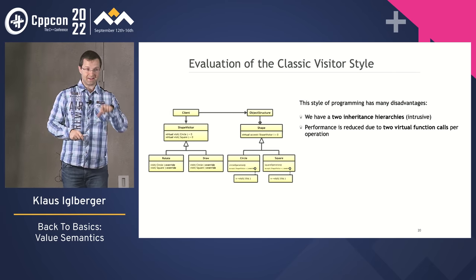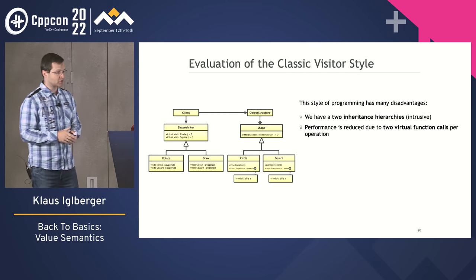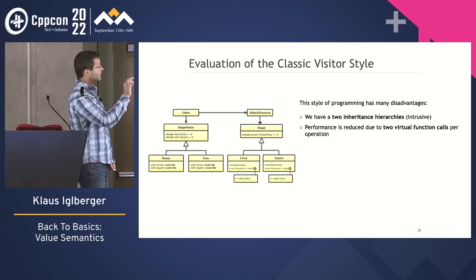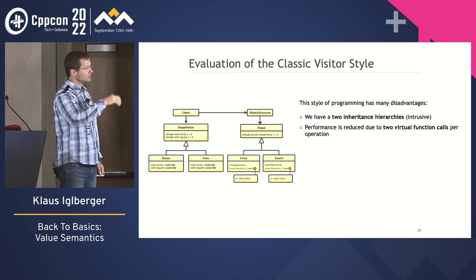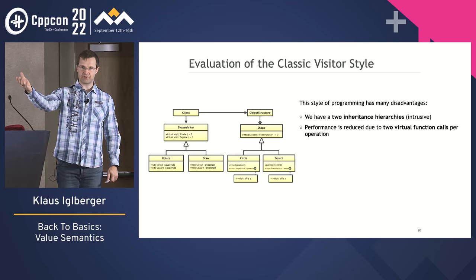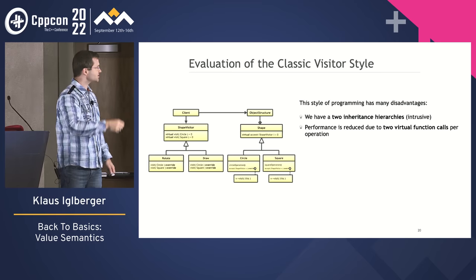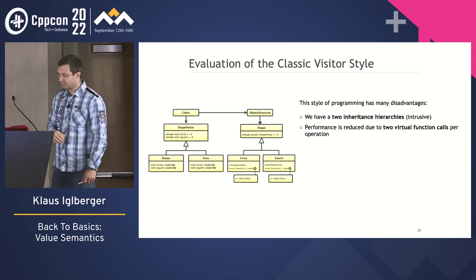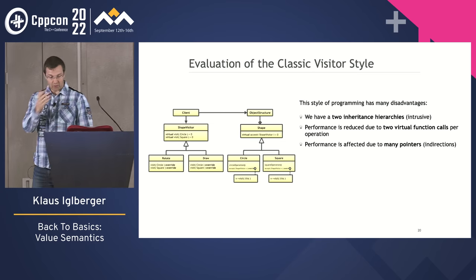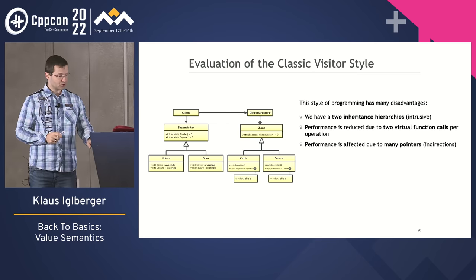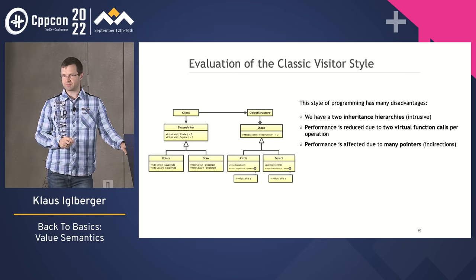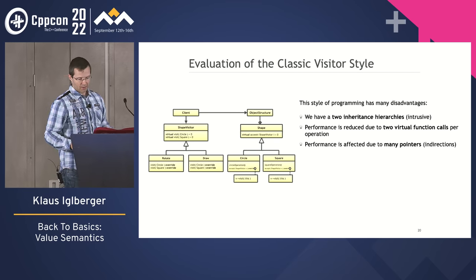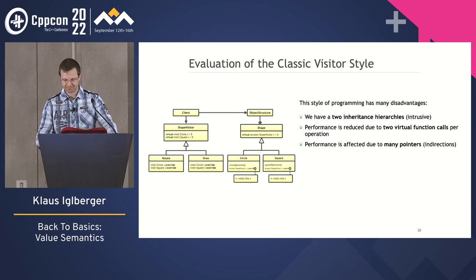In fact, in this particular design pattern, we have to use double dispatch. So for every single operation, even if it's just a trivial one, we call two virtual functions. So the accept function first, which triggers the right visit function. So this might be quite expensive, as we'll see. So the performance is not just affected by the virtual functions, but also by the use of pointers. We jump around memory for pretty much everything we do. There's a lot of indirections happening.